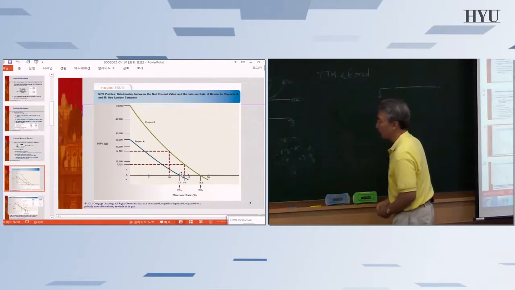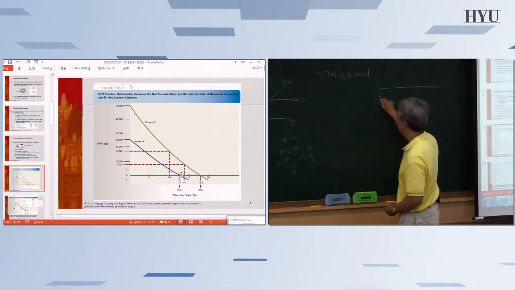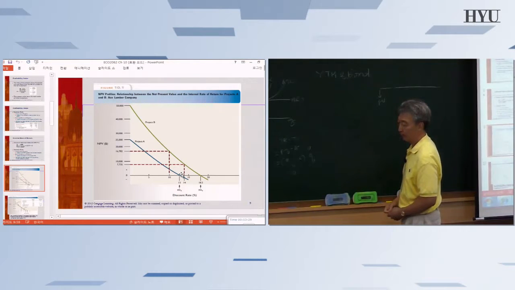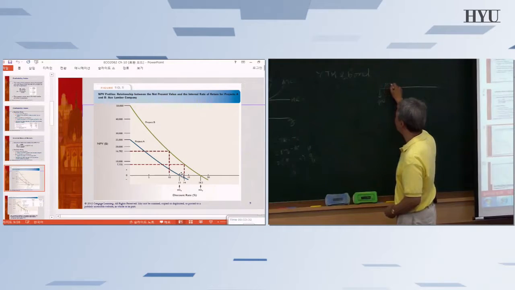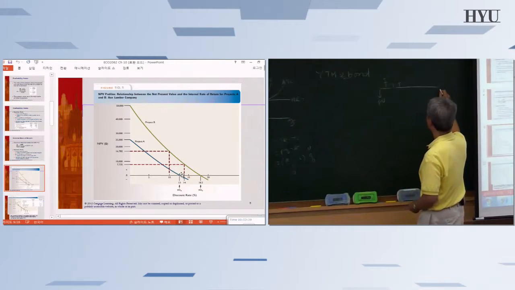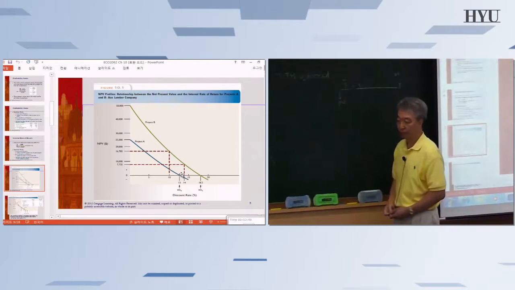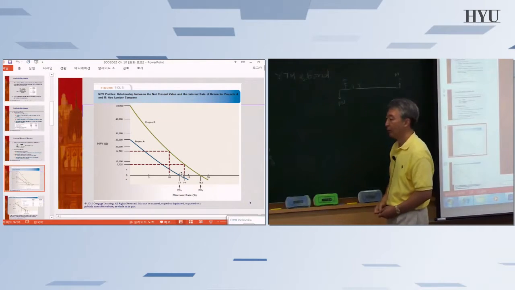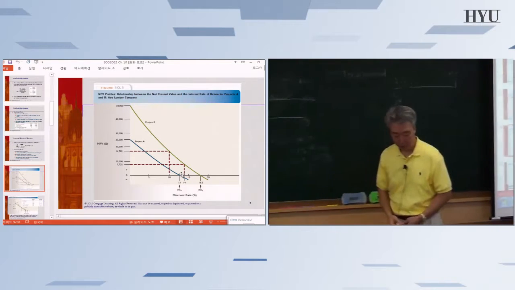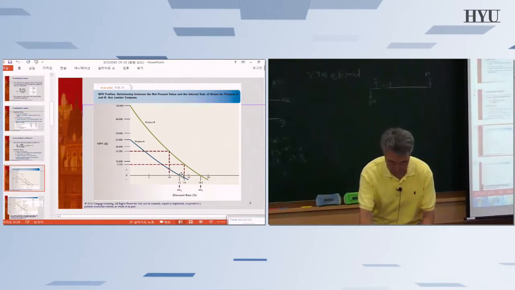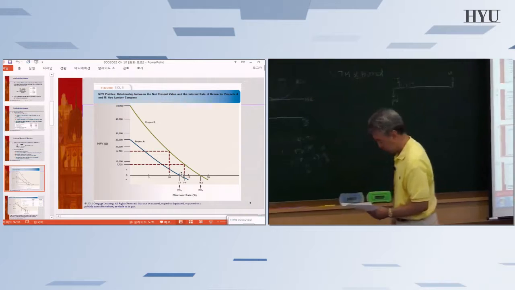The nature of a bond is you invest a certain amount of money now, right? And then you receive periodical coupon or interest payments. And at the end of the term, you receive the interest payment, but you also receive the maturity payment, which is the par value of the bond. Okay? So you could calculate the yield to maturity this way, right?